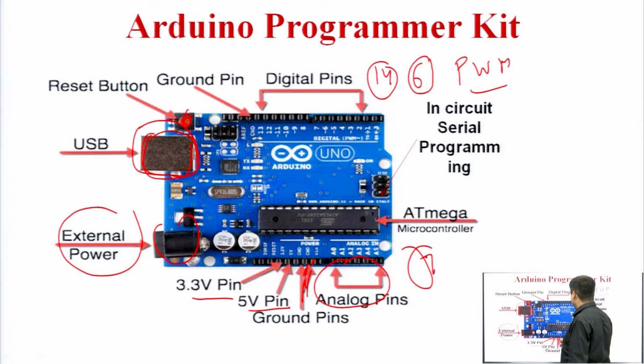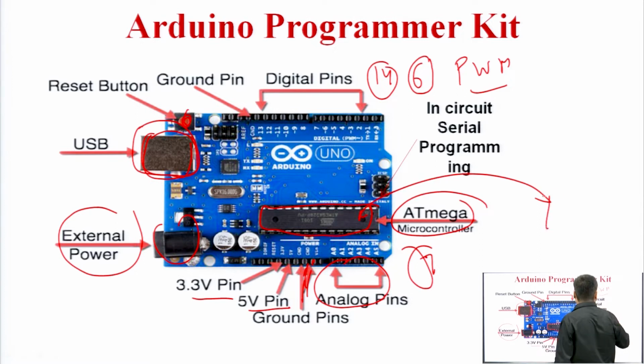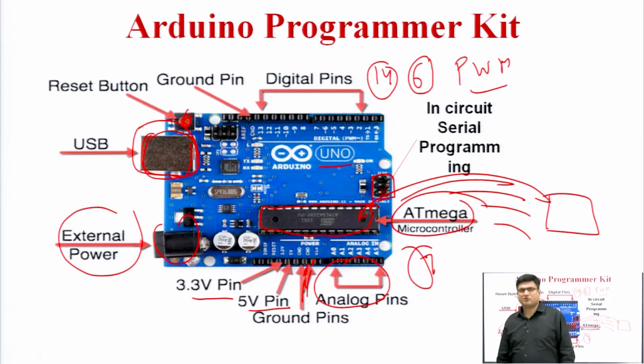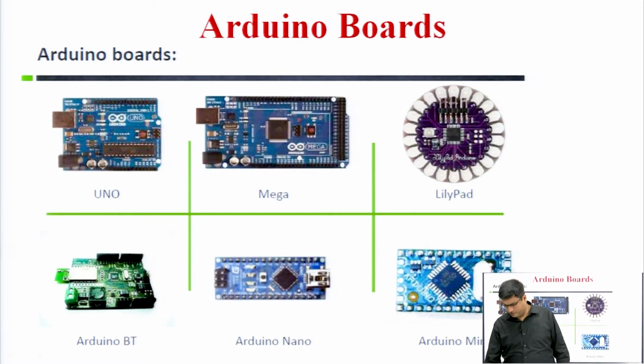It has an 8-bit microcontroller. This is basically an 8-bit microcontroller chip, and the code can be burned into this chip through the IDE environment, and we need to connect a cable for this. There is an in-circuit programming kit, and there is an emulator as well. So this is the UNO version. We will see the various versions of the Arduino. So this is the Arduino programmer kit.